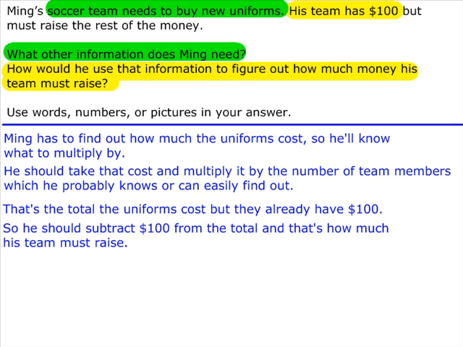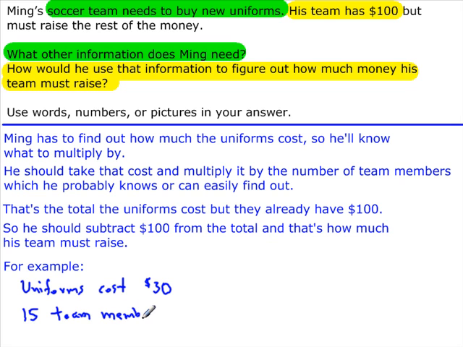So, for example, let's suppose that he goes and finds out that uniforms cost, say, $30, and that there are 15 team members. So those are the two pieces of information that he needed to find out.